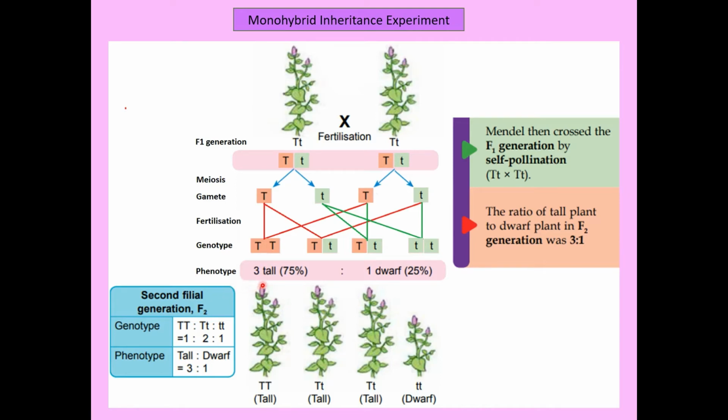The phenotype is 3 tall, 1 dwarf. So the genotype ratio is 1:2:1. 1 is homozygous dominant, 2 are heterozygous dominant, 1 is homozygous recessive. The phenotype ratio is 3:1. This is 3 tall, 1 dwarf. The ratio of tall plants to dwarf plants in the F2 generation was 3:1.